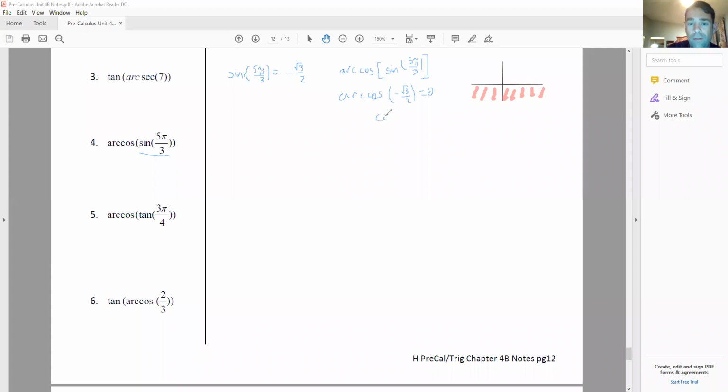So that means cosine of theta is negative root 3 over 2. And where would that fall? Right over here, 5 pi over 6. So notice we're relying on our ability to know the unit circle really well.